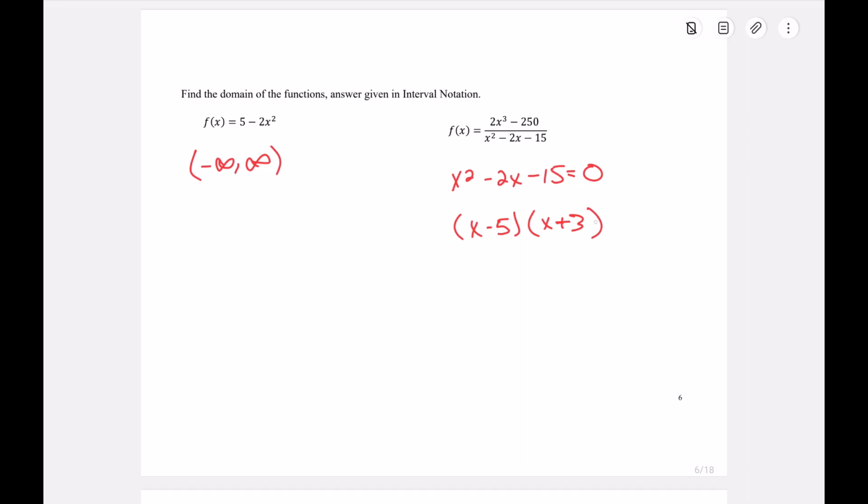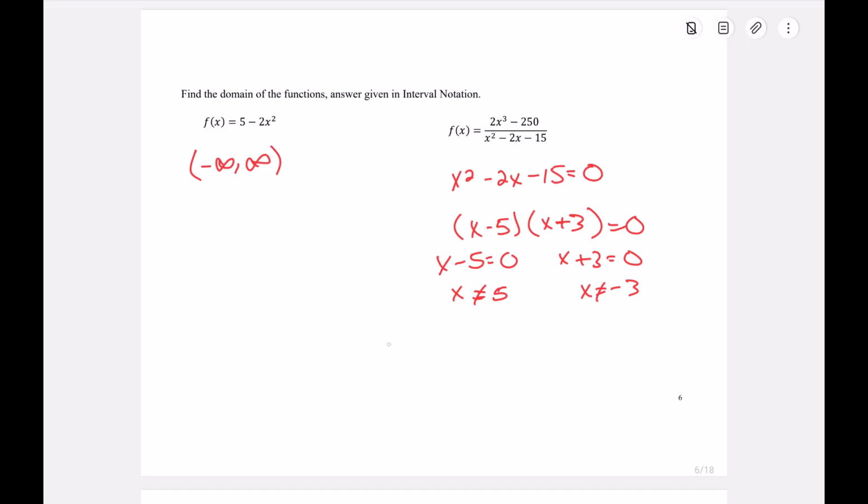And we can set those equal to 0. So we have x minus 5 equaling 0 and x plus 3 equaling 0. If we solve for x, we get x cannot equal positive 5 and x cannot equal negative 3. And so we want to exclude those from our domain because that would give us a 0 on the bottom and make our fraction, or rational expression, undefined.